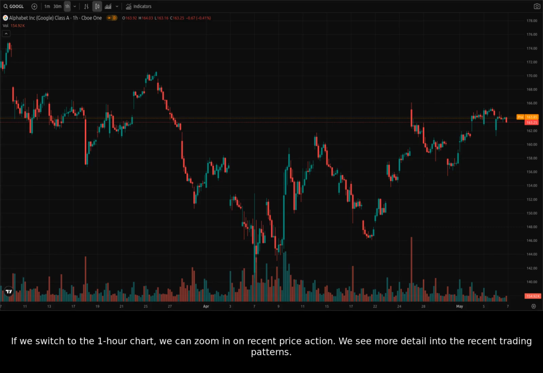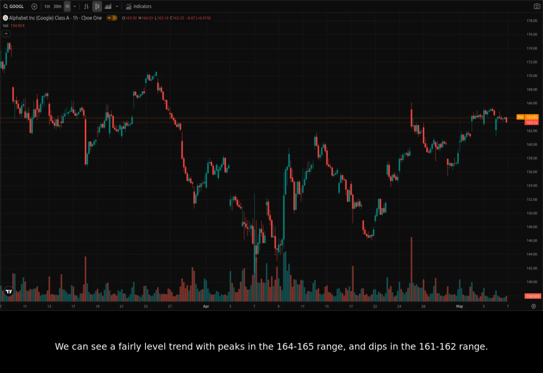If we switch to the 1-hour chart, we can zoom in on recent price action. We see more detail into the recent trading patterns. We can see a fairly level trend with peaks in the 164 to 165 range and dips in the 161 to 162 range. Now let's zoom in on just the data for May 2025, including today's trading.